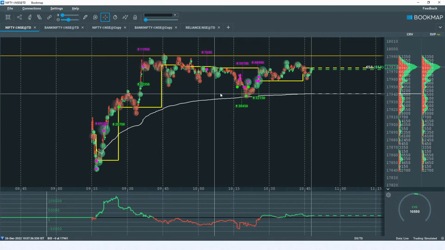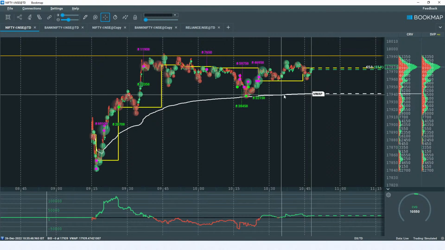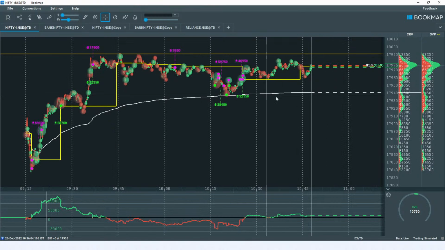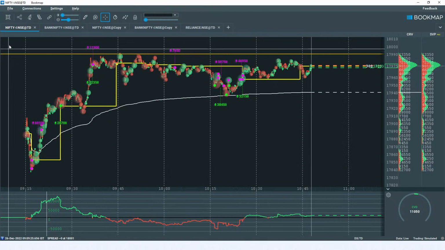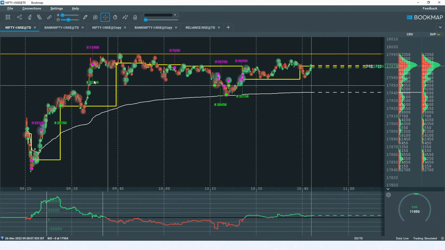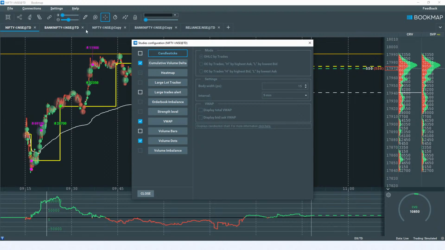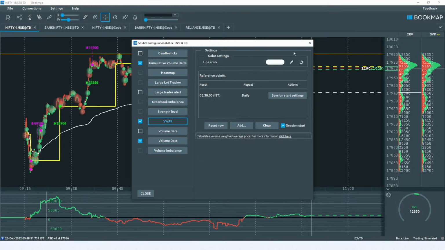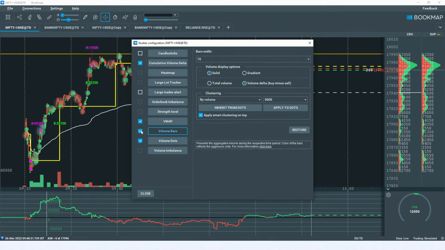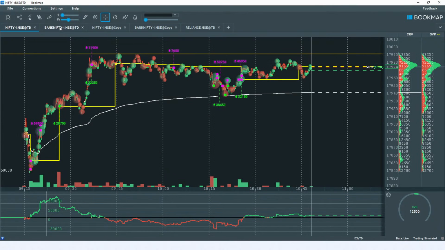VWAP is basically, I think you know the indicator, right? It's volume weighted average price, which most of us know. But how to enable this? If you go to the studies configuration, then you have the VWAP option. You can enable it from here, and volume bars also you can include. It shows the volume bars at the lower level, and volume imbalances at the present moment are not available for our markets.